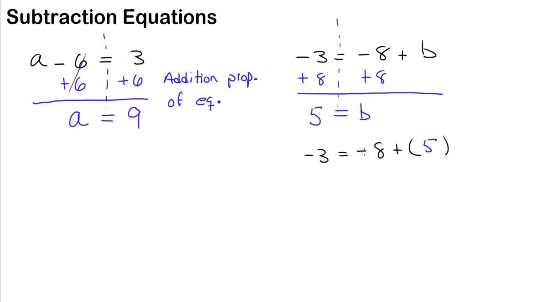So what is negative 8 plus 5? Again, different sign, subtract, and keep the sign of the bigger number. So we end up with negative 3. So we have negative 3 equals negative 3. So that is true.